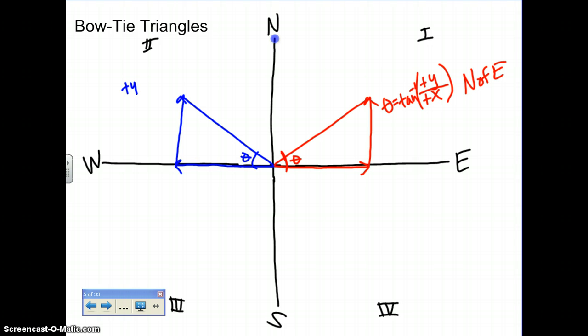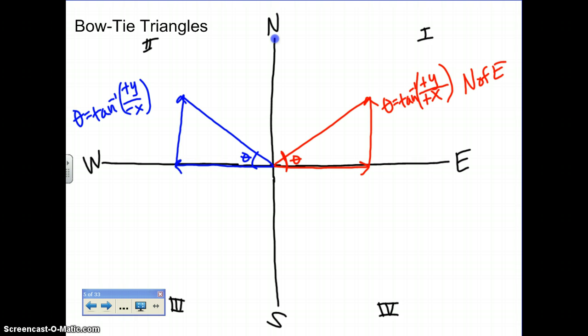You moved positively. How about for x, though? You moved negatively. So once again, you know your x and your y. So the equation that you want to use for a second quadrant bow tie triangle is still inverse tan of y over x. It's just this time odds are you're going to get some negative degrees coming out of it.